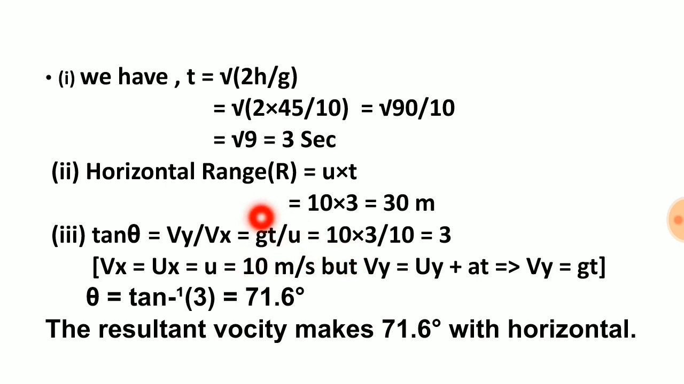G is 10, t is 3, u is 10. So tan theta is equal to 3. That means theta is equal to tan inverse 3, that is 71.6 degree. Here key formulas are, this is formula 1, this is formula 2, and this is formula 3.